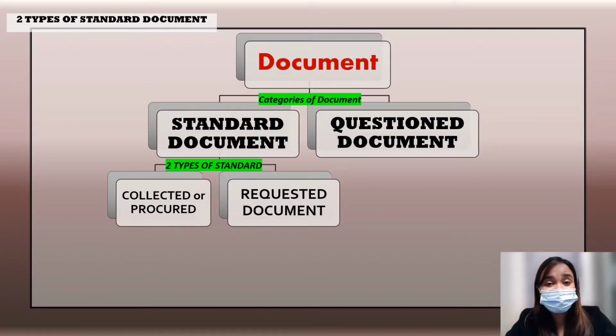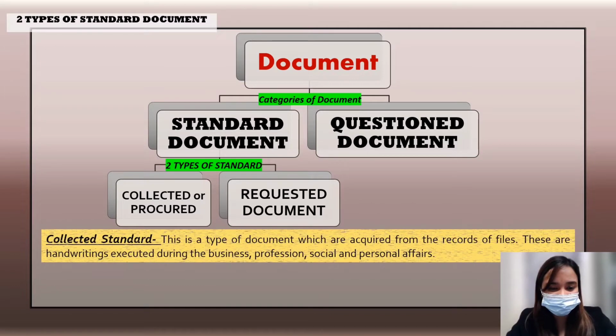Standard document has also two types. We have the collected or procured, and the other one is the requested document. So, collected standard document. This is a type of document which is acquired from the records of files. These are handwritings executed during the business, profession, social, and personal affairs.